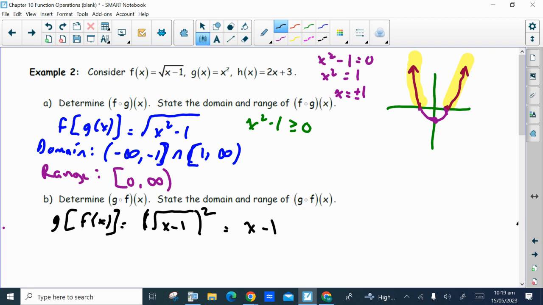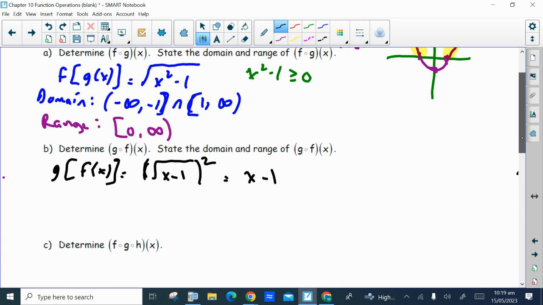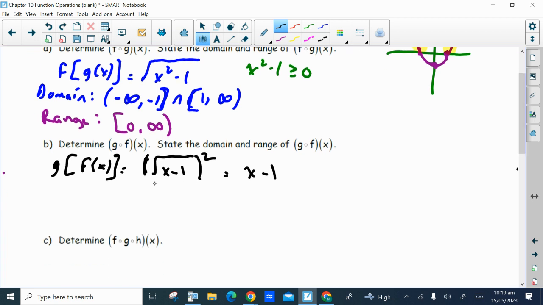Now, this is a linear function. Normally the domain of that is all real numbers. However, when we're looking at restrictions, we have to look at the original expression. Because the original expression has the root of x minus 1, once again, x minus 1 has to be greater than or equal to 0. And because this one is not a quadratic, we can get x by itself. x must be greater than or equal to positive 1.